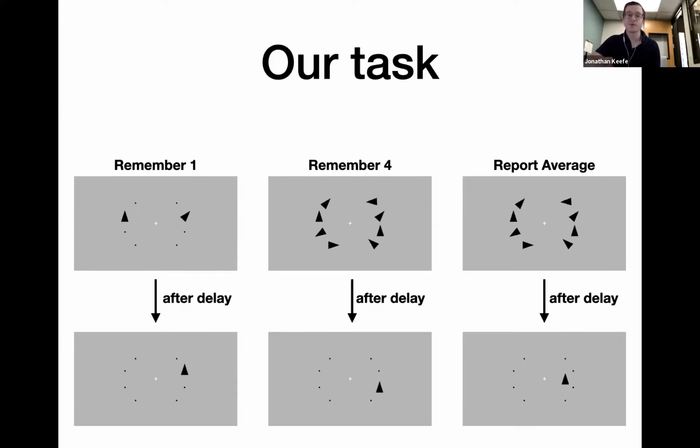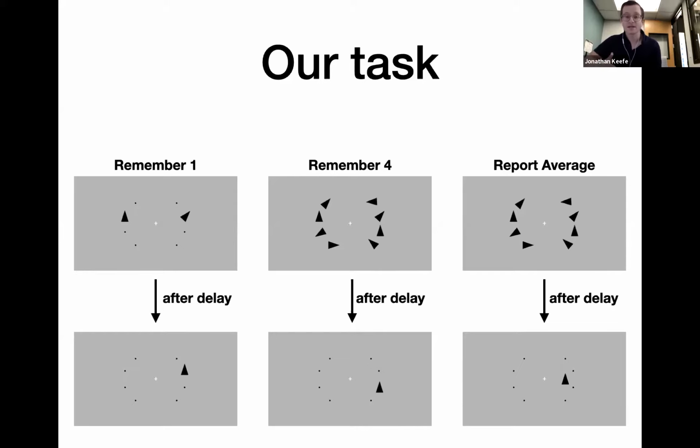We had subjects do three tasks using this basic format in a block design. I'll remember one task, as I just outlined. I'll remember four tasks, in which subjects remembered four orientations and were randomly probed as to the orientation of one of these four triangles. And a report average task, where subjects were told that they would have to recreate the average orientation of the cubed triangles at the end of each trial.